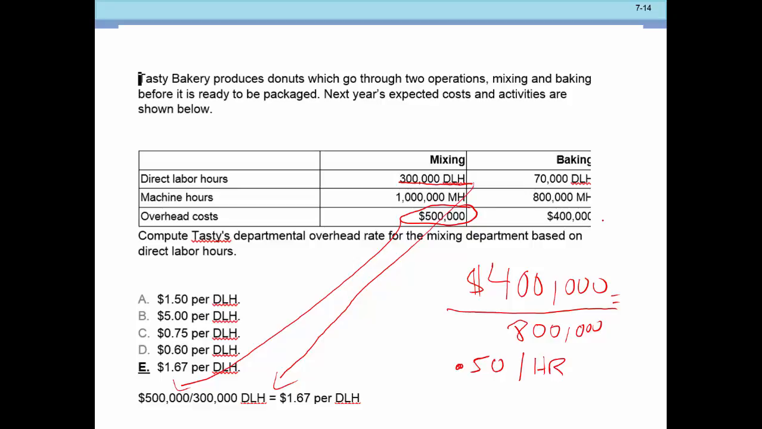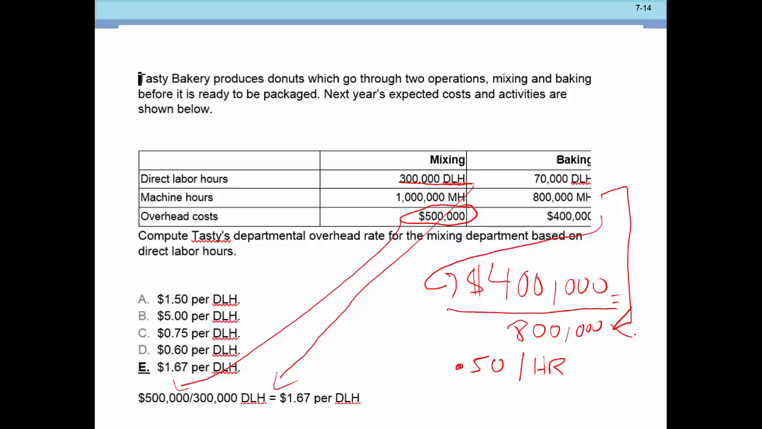Yeah, 400,000 is the baking overhead cost, and then they're using machine hours instead of direct labor hours, right? The takeaway here is the different rates depending on what amount of the resources they use. In other words, looking at the mixing part, that could have been machine hours too, guys. But we don't know.